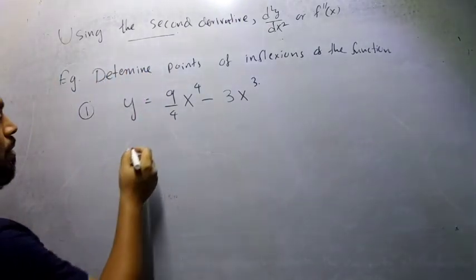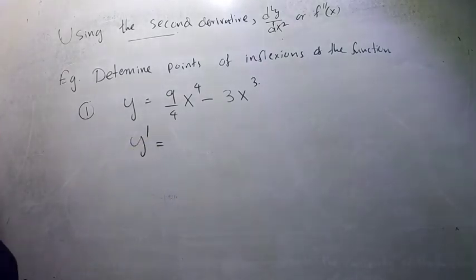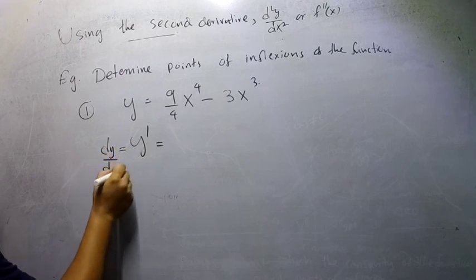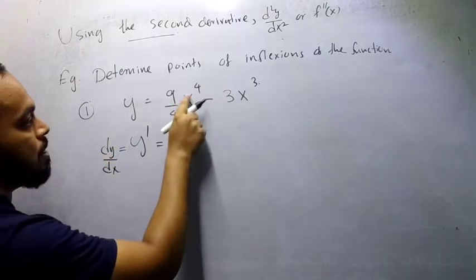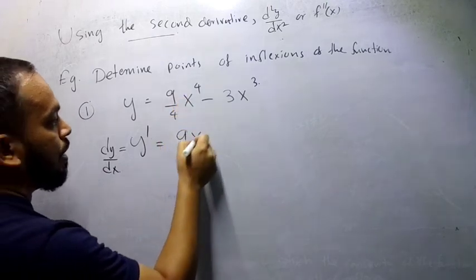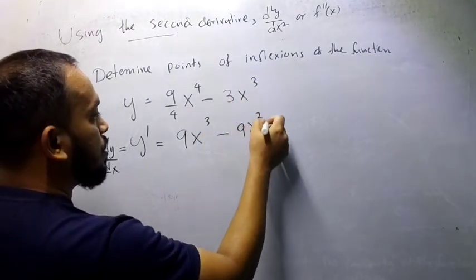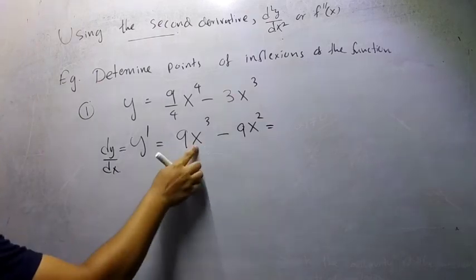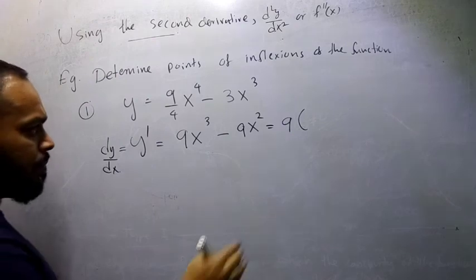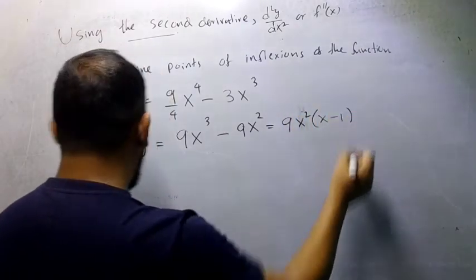So I'm going to differentiate this twice. If I differentiate it one time, y prime, that means dy by dx. This is 9 into 4, so the 4 cancels out. Here we get 9x cubed, here 9x squared. So I can factor out 9x squared, you get x minus 1.